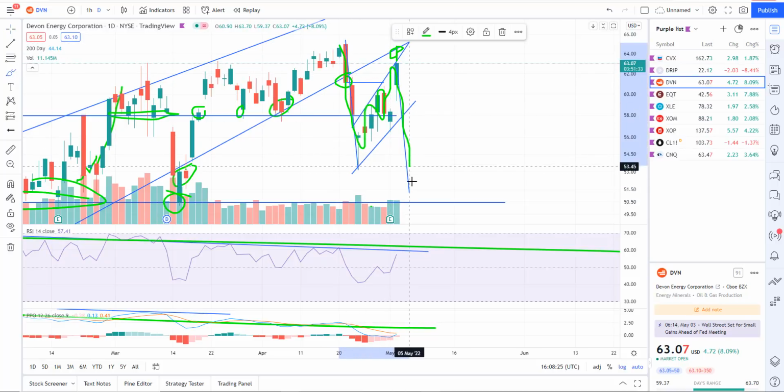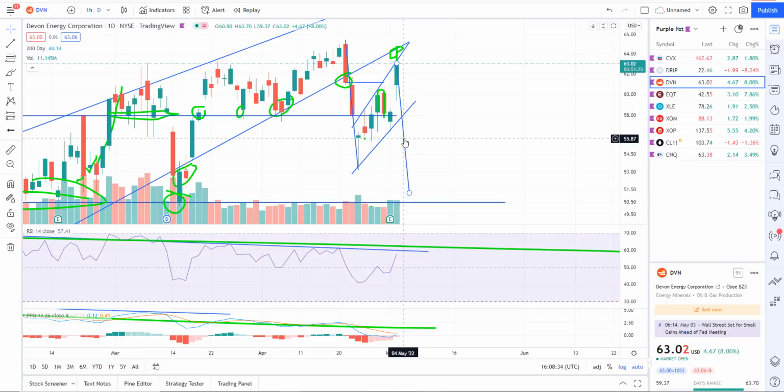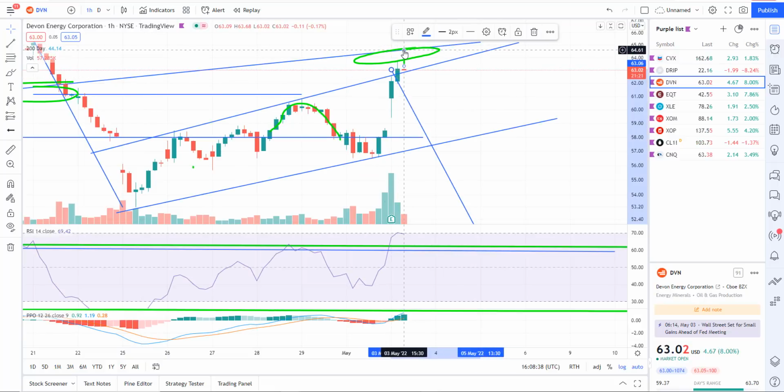Here's your flag, and you break down, setting us up to a move to about 50-50 now for our target of this bear flag. Okay, so right now, objective to short, again, just a little bit. It could go a little bit higher, up to that 64.50-ish. That would be the most objective area.